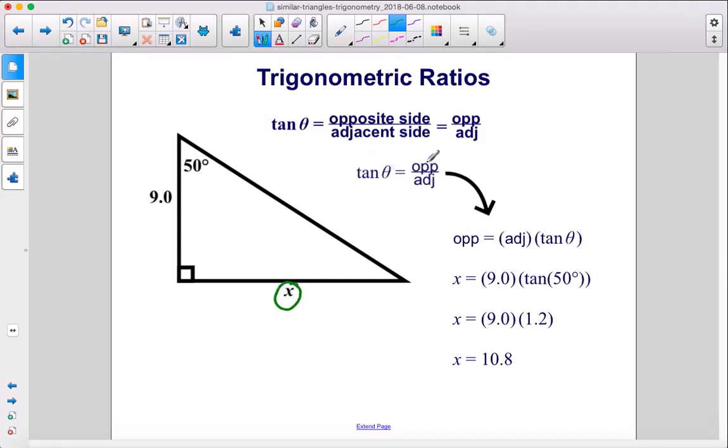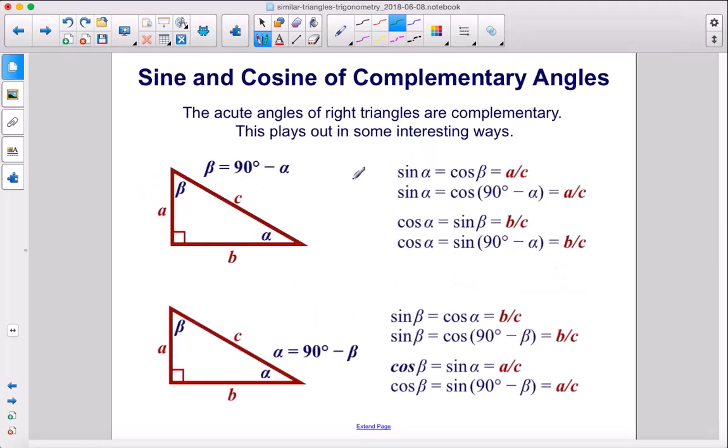So we'll solve this for opposite: multiply both sides of the equation by adjacent, it cancels out on this side and moves to the other side. We have opposite equals adjacent times tan theta. We'll input the data that we do have, so we know that the adjacent length is 9.0, so we'll replace adjacent with 9.0, and we know the angle is 50 degrees, so we'll put that in for theta. Use a calculator, we see that tangent of 50 degrees is 1.2, multiply that by 9.0, and we get x equals 10.8.